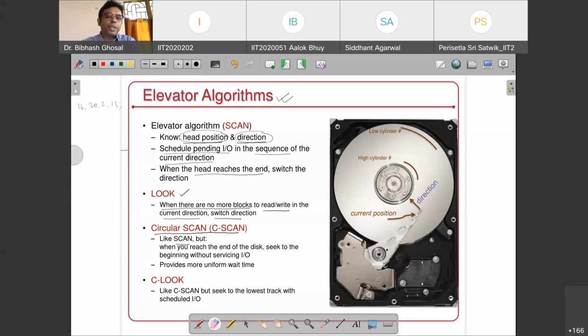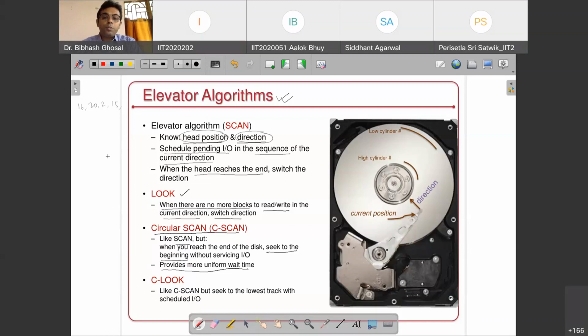So that's again a variation of that. It says when you reach the end, you seek the beginning. You don't start from the other side, but you just rotate and start again from the beginning. So this provides more uniform wait time.